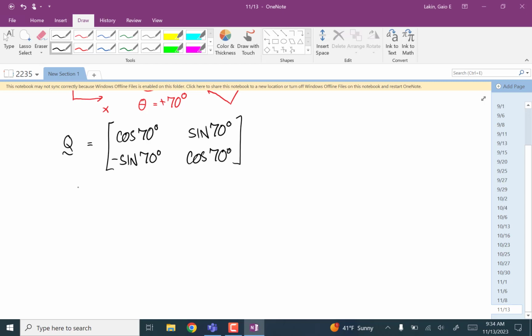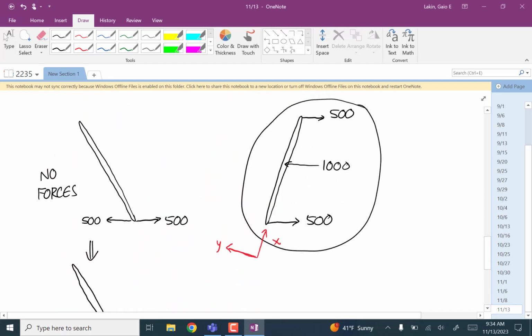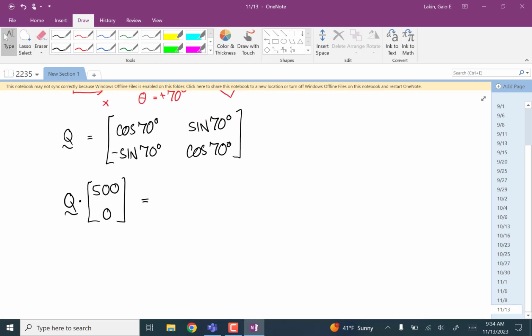But so now we're going to go this Q times the vector in the old coordinate system of 500, 0. That's what we're going to do to transform both of these two 500 Newton forces on the ends. And that gives you 171.01, negative 469.85.